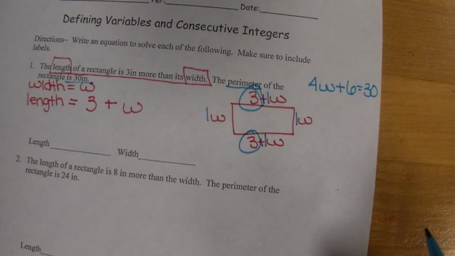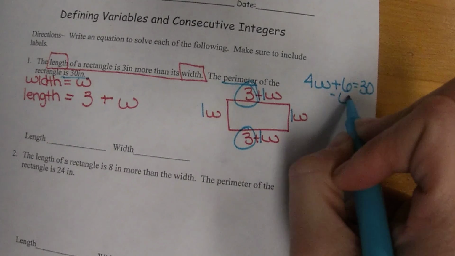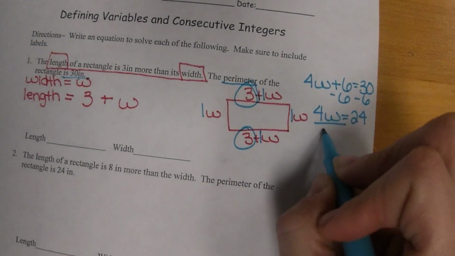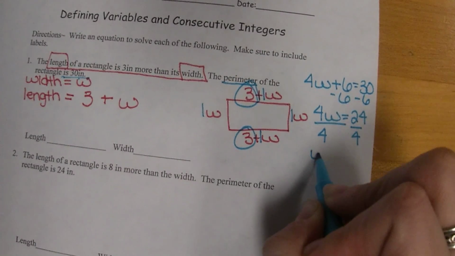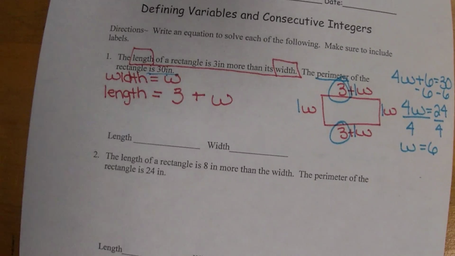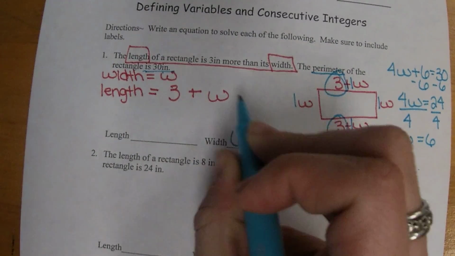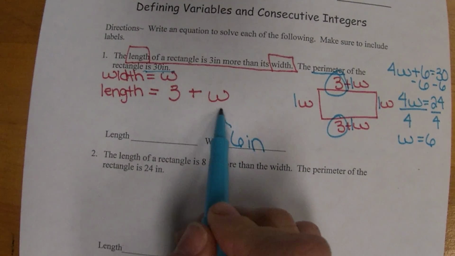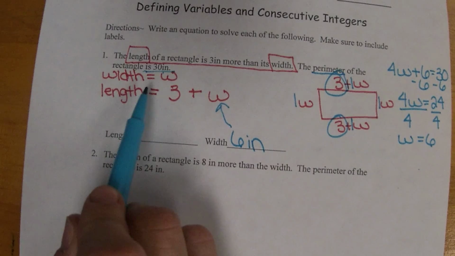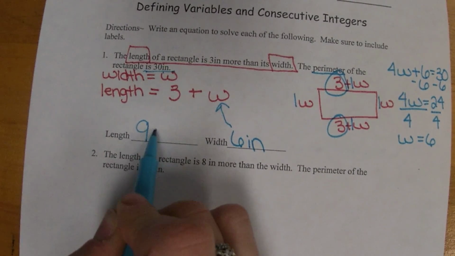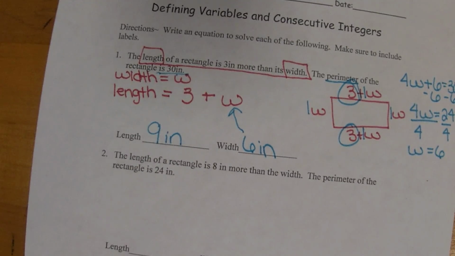Now this is something that we should be able to solve. It says 4W is 24, and we'll get W equals 6. Now this one's nice because it just has blanks to fill in. So for our width, we want 6 inches. For our length, we're going to take this 6 and plug it back in. So our length equals 3 plus W, which is now 6. So 3 plus 6 will give us 9 inches. So for the length, we'll have 9, and for the width, we will have 6.